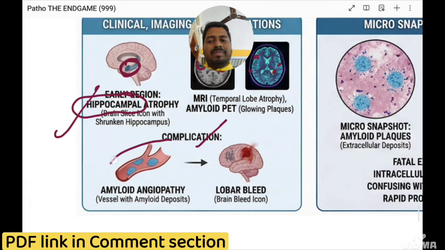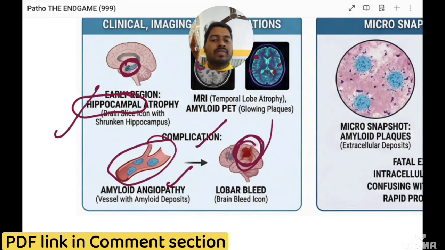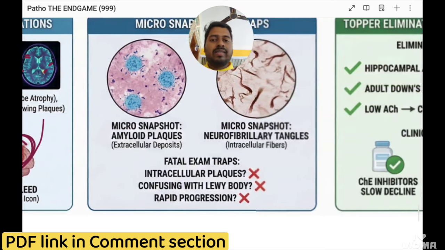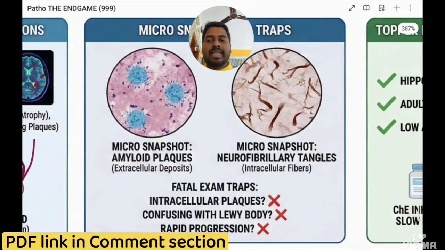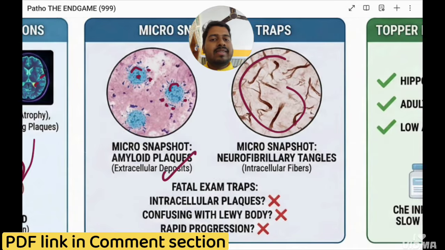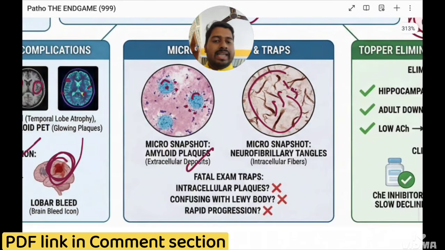What are the complications? There is one major complication, something known as amyloid angiopathy. In the blood vessels also amyloid gets deposited, and it leads to increased risk of brain bleed. So intracranial hemorrhage can occur. These are the amyloid plaques that you see here. All these are amyloid plaques, extracellular, and these are intracellular tau deposits. This is tau and this is A beta.